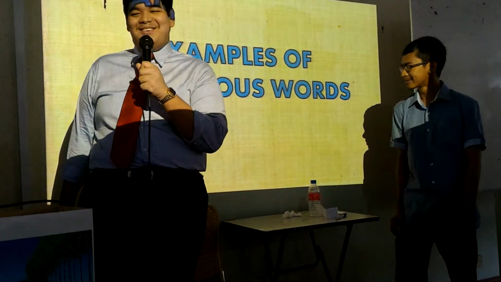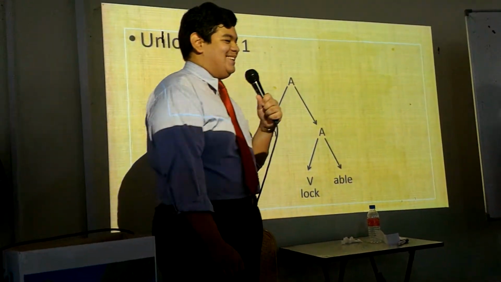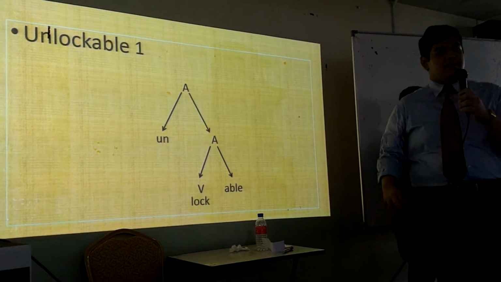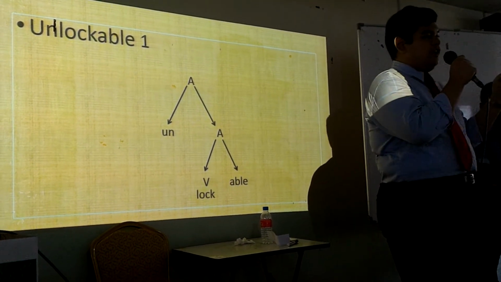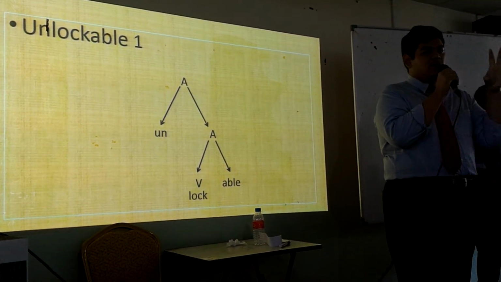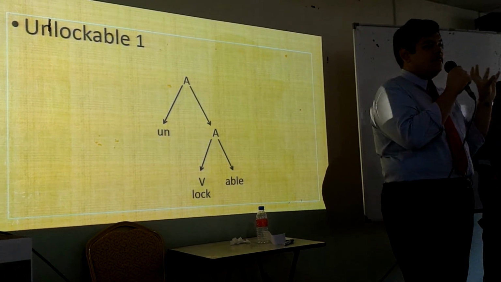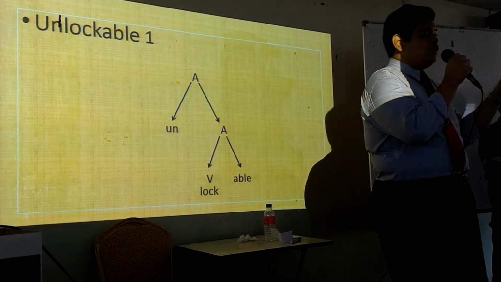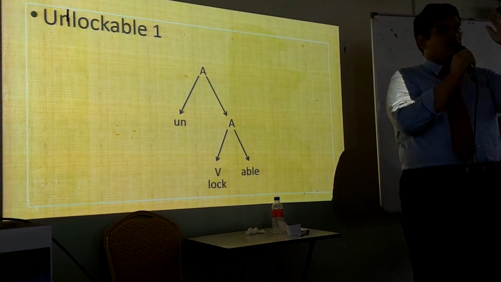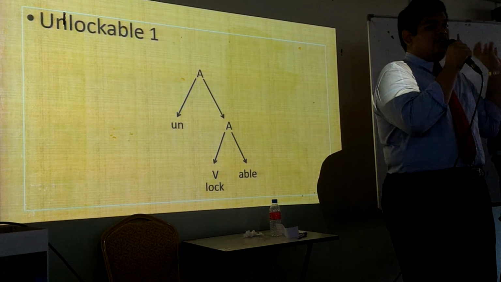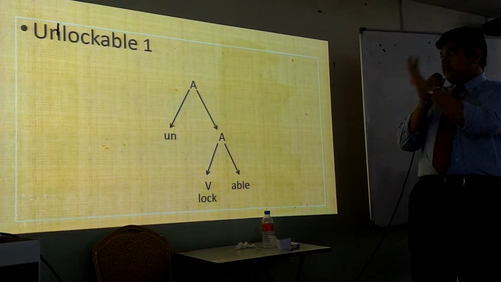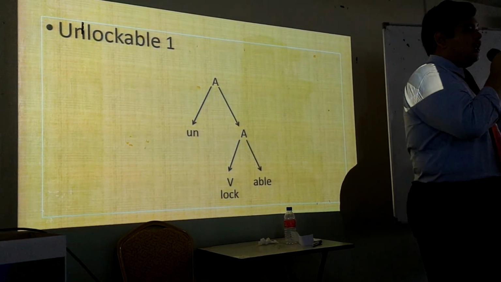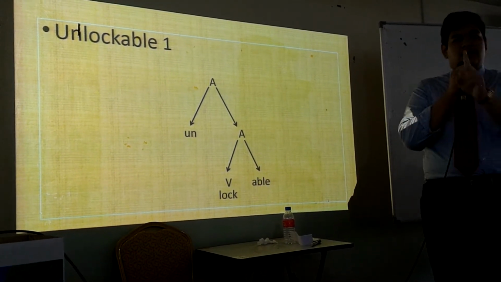Well, now let's go to examples of ambiguous words. Let's keep it simple. I took it from the book. First example is unlockable. Usually, if you want to identify whether a word is ambiguous or not, look at the prefix and suffix. Usually, the prefix un and suffix able turn it ambiguous. So, like the first one, unlockable. Why is it unlockable one? Because unlockable one has one meaning, and unlockable two has its own meaning.